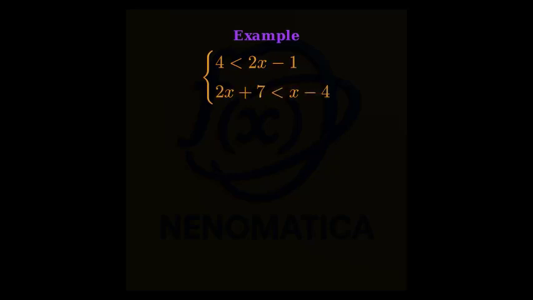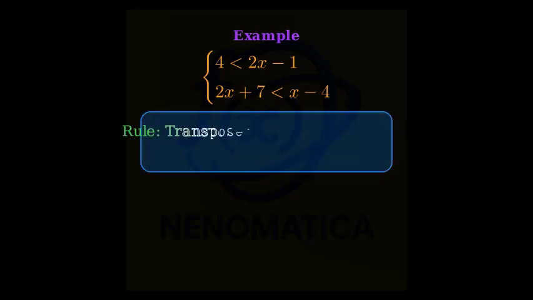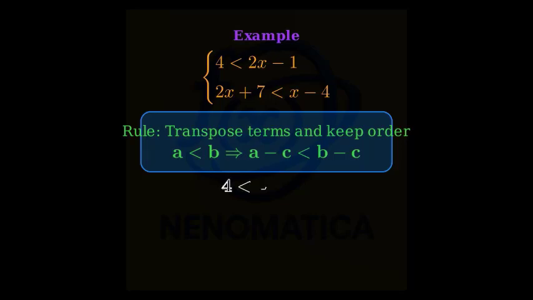Step 1. Move variables to one side and constants to the other. We use the transposition rule. Subtract the same amount on both sides. Start with 4 is less than 2x minus 1. Add 1 to the left and remove it from the right. That becomes 5 is less than 2x.